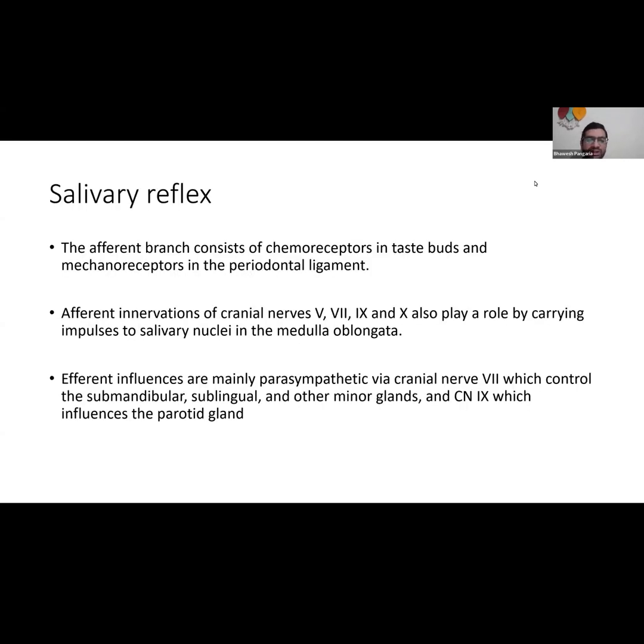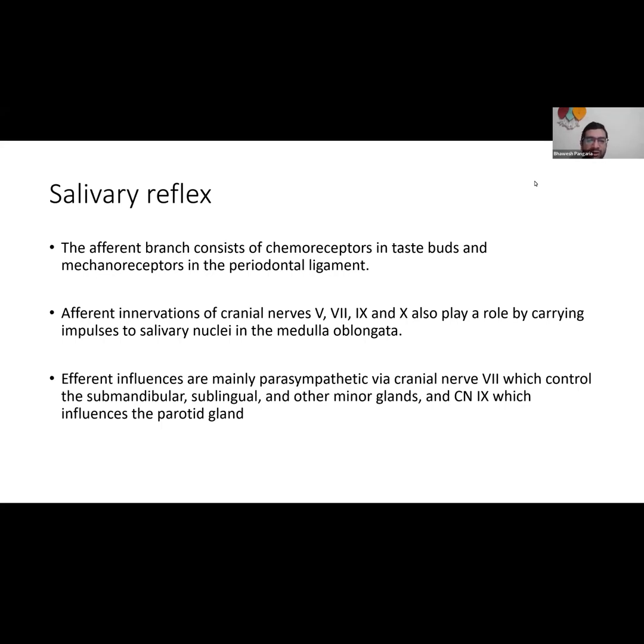Coming to the salivary reflex. The afferent branch consists of chemoreceptors in taste buds and mechanoreceptors in periodontal ligaments. Afferent innervation is by cranial nerves 5, 7, 9, and 10, that is trigeminal, facial, glossopharyngeal, and vagus. They also carry impulses to salivary nuclei in the medulla oblongata.